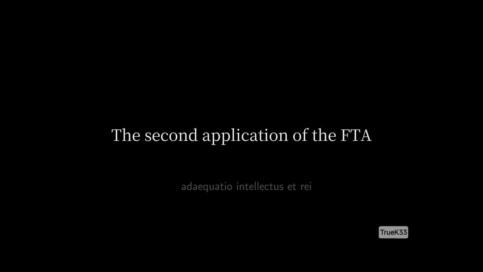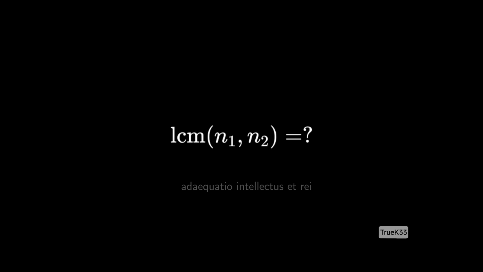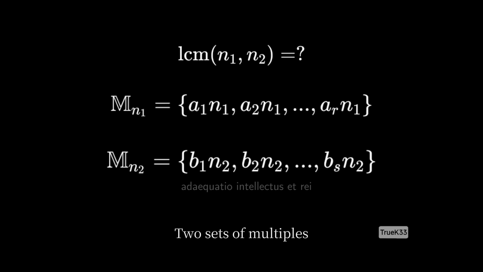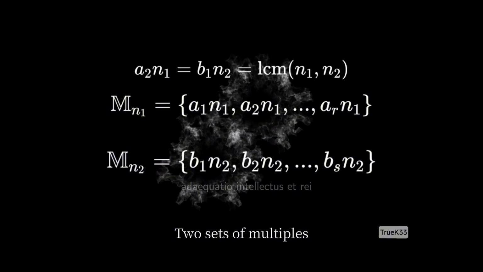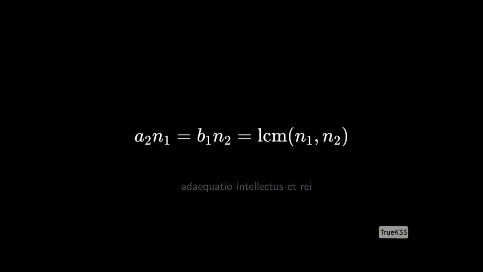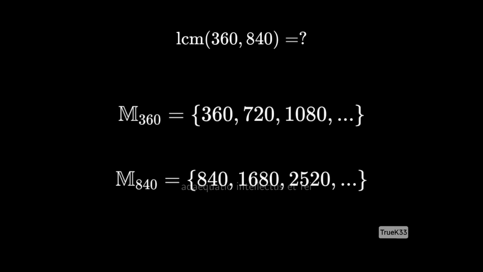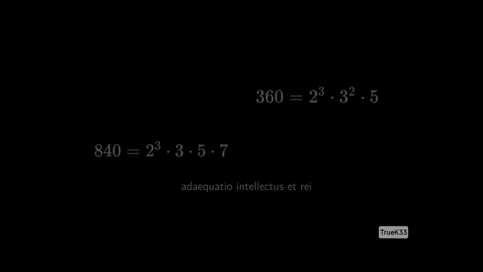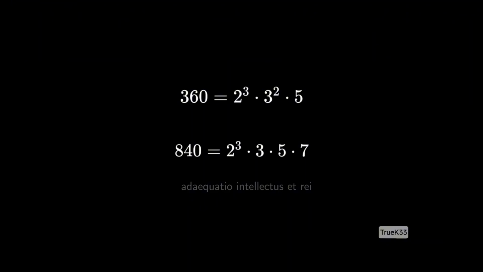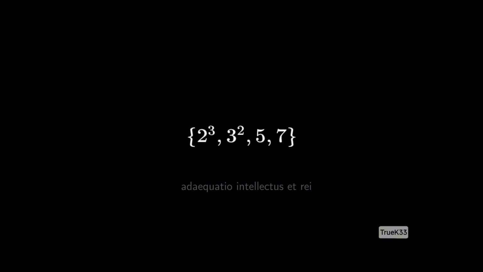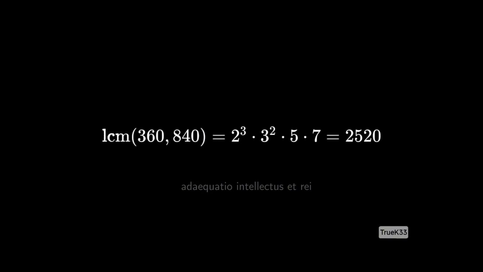The second application is finding the least common multiple, LCM. What does that mean? It is the smallest positive integer that is a multiple of each number. Again, considering 360 and 840, you could list multiples, which is inefficient. Instead, factor each number into primes and take the largest exponent of each prime. After that, multiply those primes. That yields the least common multiple of those numbers.